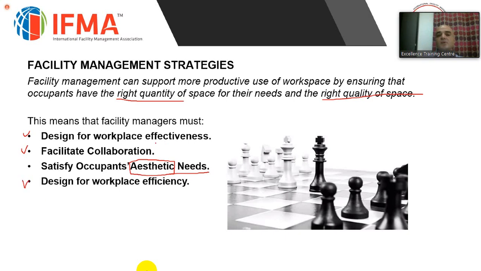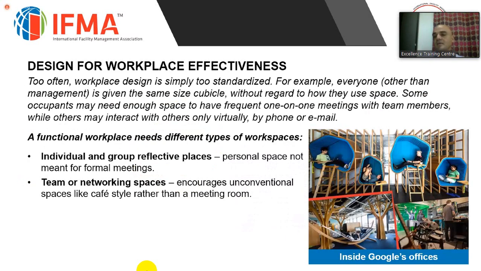So you see the same concepts being repeated over and over again. We're talking about effectiveness, efficiency. We talked about those two things, and we talked also about the representation. So the representation falls in the aesthetic needs. Yeah, this is, for example, Google offices. Some of them, you can see, it's like sort of a children's playground.